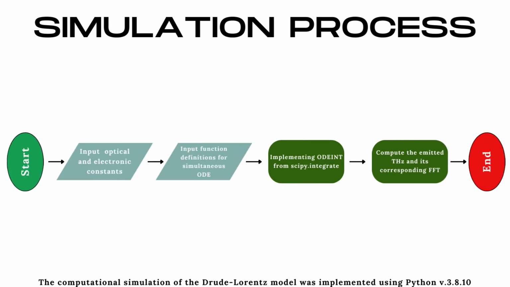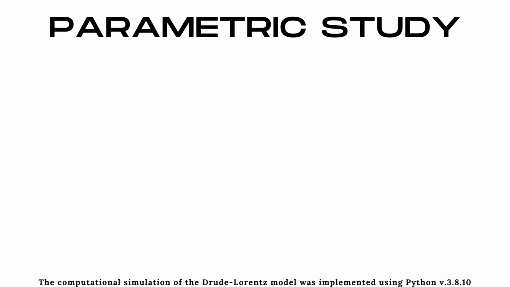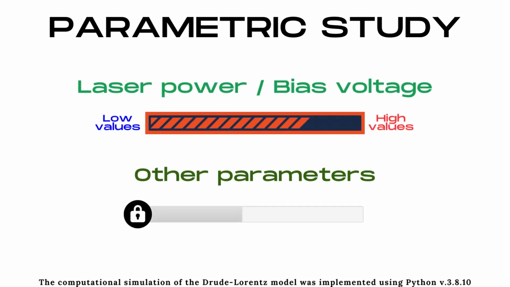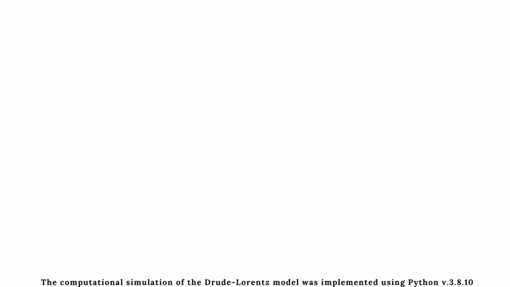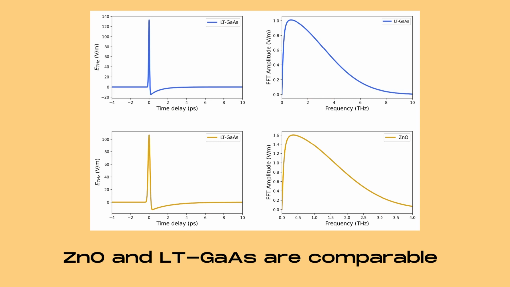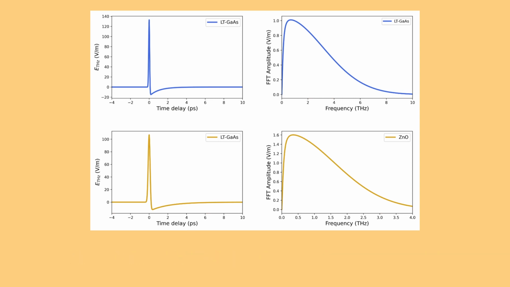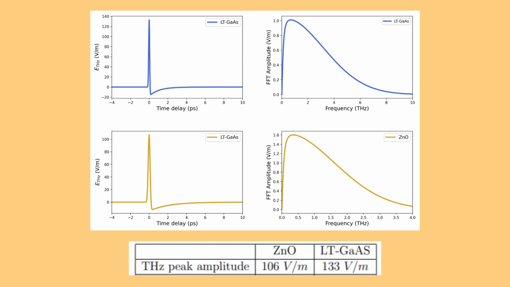The parametric study done in this thesis involves varying the laser power and voltage bias while keeping all variables constant. The results showed that the terahertz emission of both zinc oxide and low temperature grown gallium arsenide PCAs are comparable in magnitude, each expressed in the 100 volt per meter field intensity with peak amplitudes listed below.